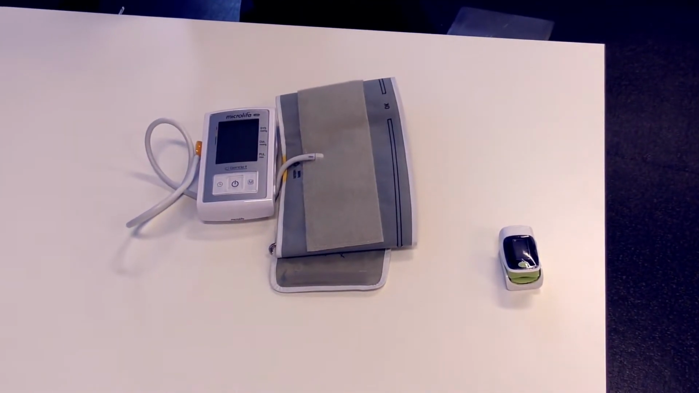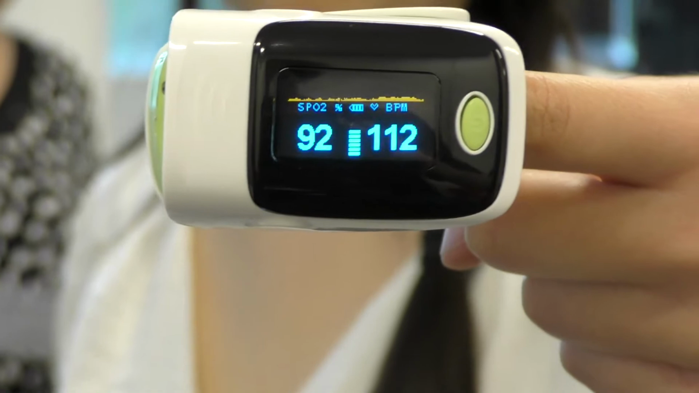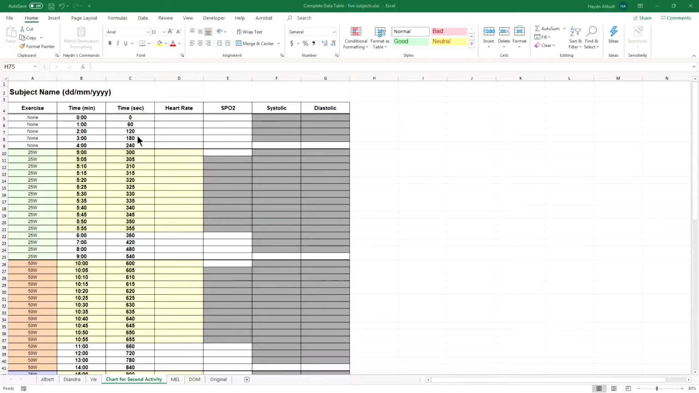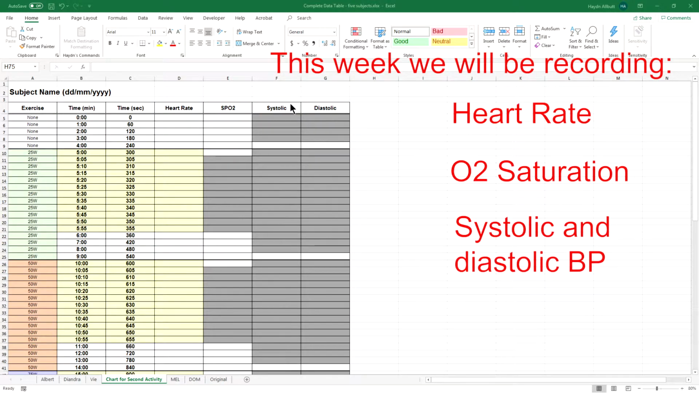Firstly, we'll be using a sphygmomanometer to measure blood pressure. We'll also be using a finger pulse oximeter, which measures two separate things: both heart rate, as you can see here on the right, and the oxygen saturation of the arterial blood on the left. We'll be providing you with the data that we have collected in these Excel files. And in these templates, you will see the rate and the frequency of our data capturing.